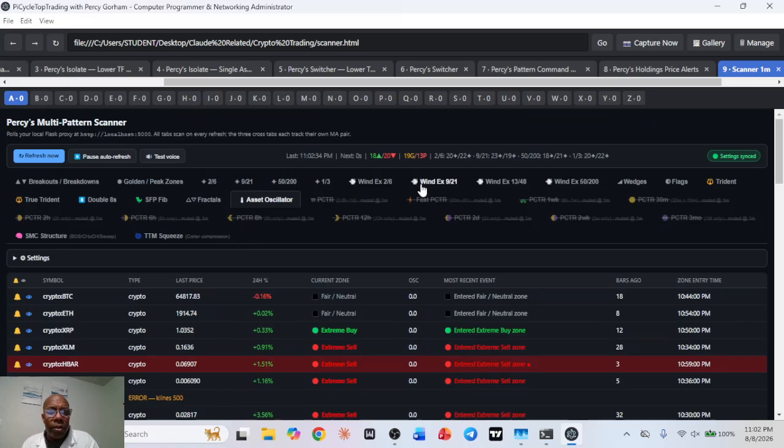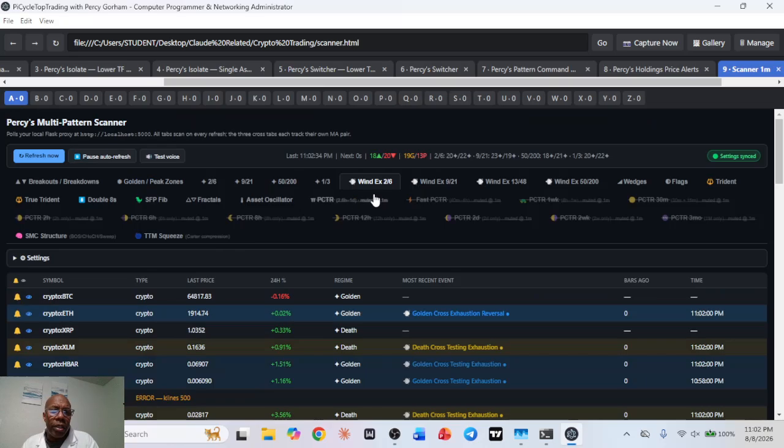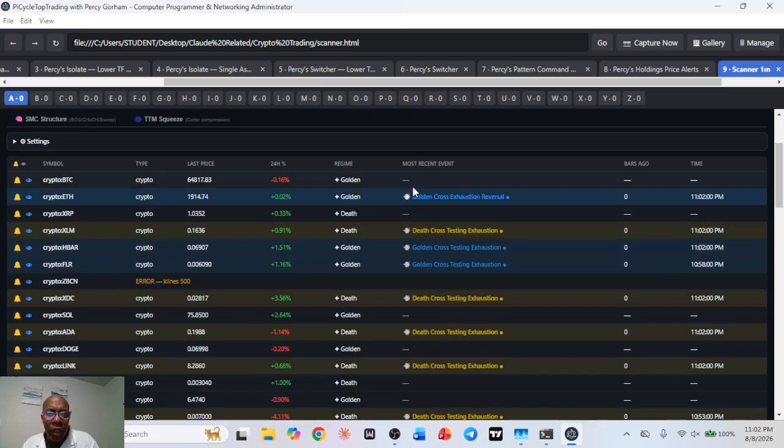Exhaustion of the 2 and the 6, whether it's golden or death. Exhaustion means it's reversing the other way. So golden cross exhaustion means it's going down, but exhaustion reversal means it was going down and it popped back up again. Golden cross. I mean, did I say that wrong? It was going up and it was going down, and the reversal is it popped back up again.